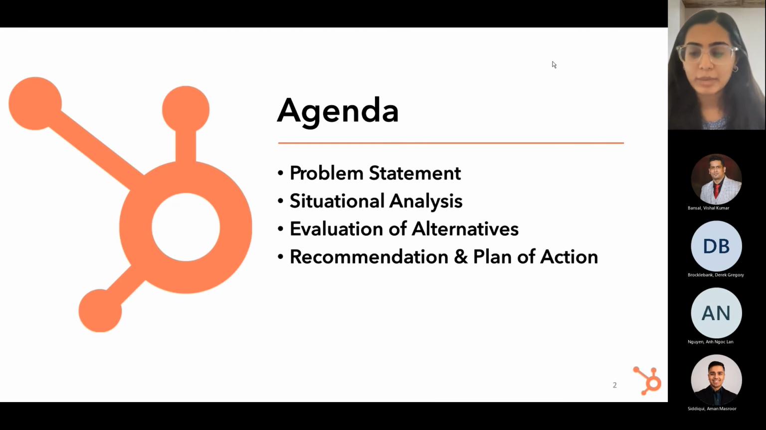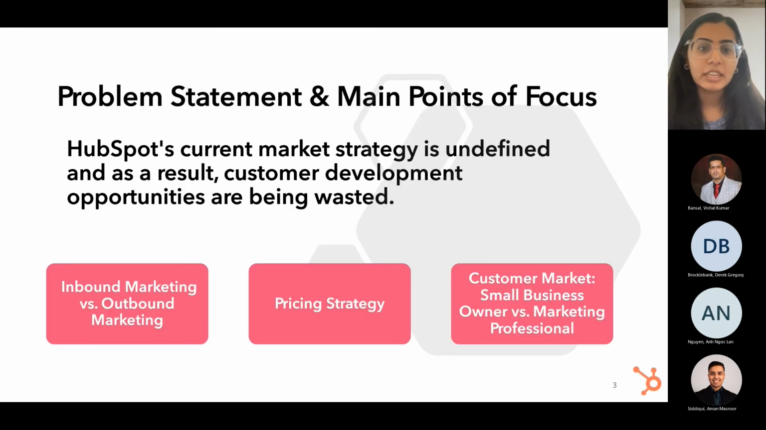Let's look at our problem statement. Currently, the HubSpot market strategy is undefined, which is resulting in customer development opportunities being wasted. We have two other points of focus that we want to address. One is determining which marketing strategy to best use, inbound versus outbound, as well as deciding the best pricing strategy for the business. And now I will hand it off to An to start us off with our situational analysis.